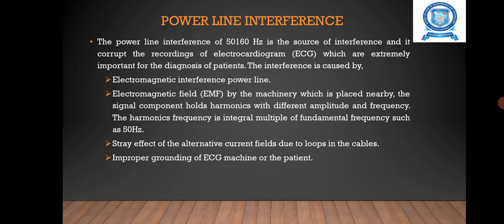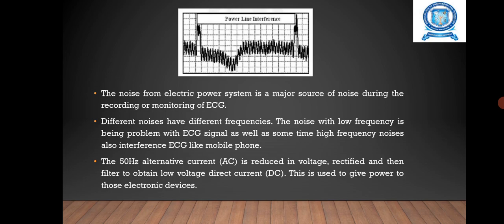The harmonic frequency is an integral multiple of the fundamental frequency, such as 50 Hz, along with the stray effect of alternating current fields due to loops in the cable and improper grounding of the ECG machine or the patient. Then it shows the circuit diagram of power line interference.